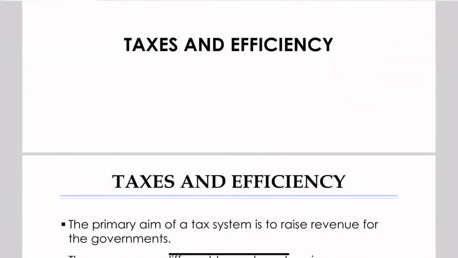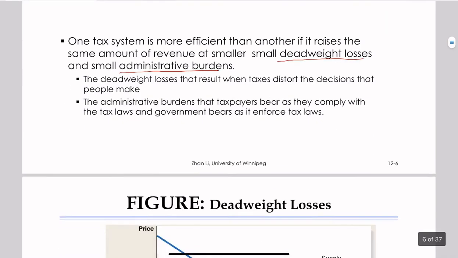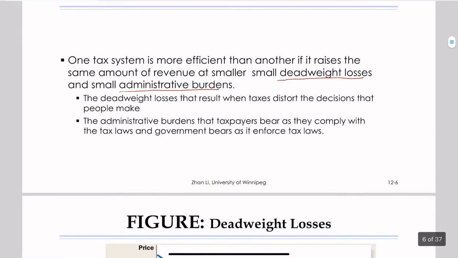Okay, so last class we talked about the design of a tax system, and we said we would care about two features of this tax system. The first is efficiency. The second is equity. And we started this section on efficiency, and we defined an efficient tax system. Basically, if a tax system has smaller deadweight loss and smaller administrative burdens, then this tax system is more efficient.